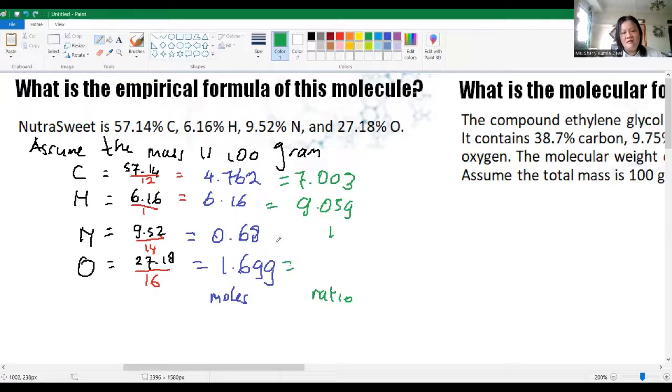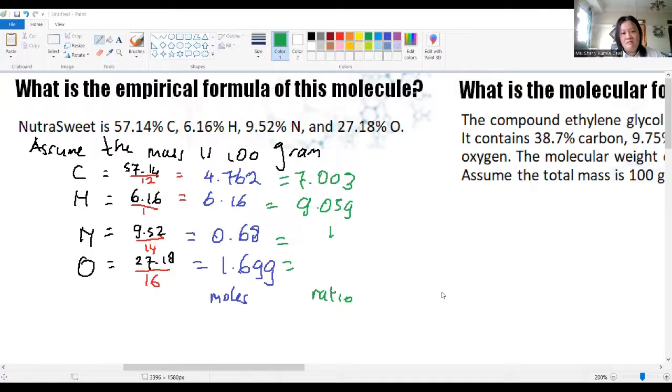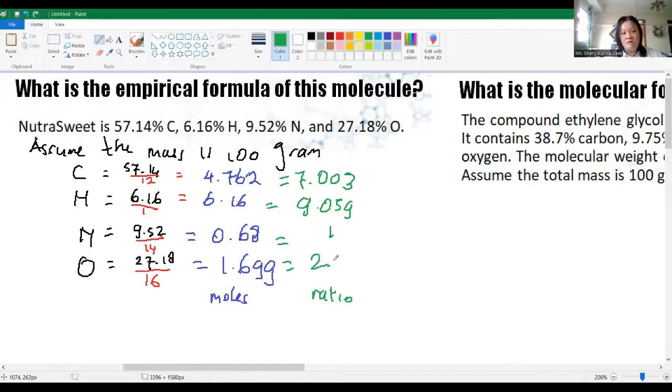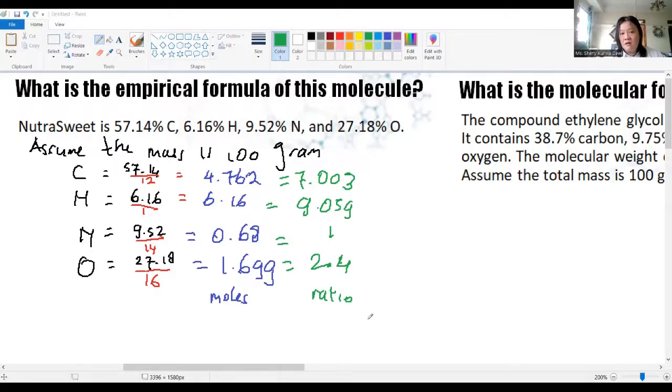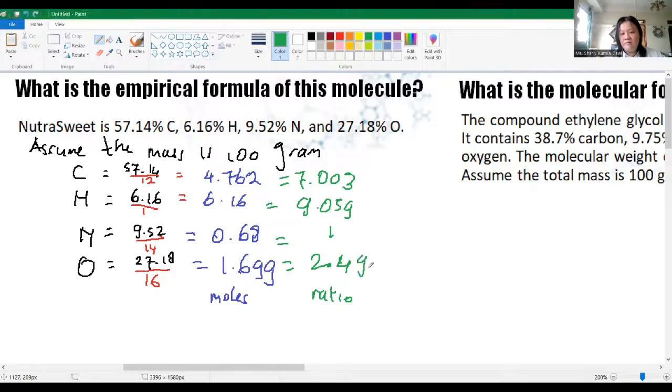Okay, and then this one: 1.699 divided by 0.68 is 2.4985. From here, you can see this one is 2.5, so you have to times it all by 2.